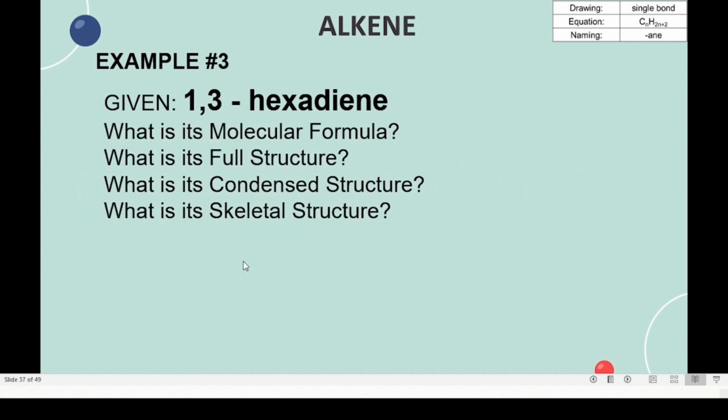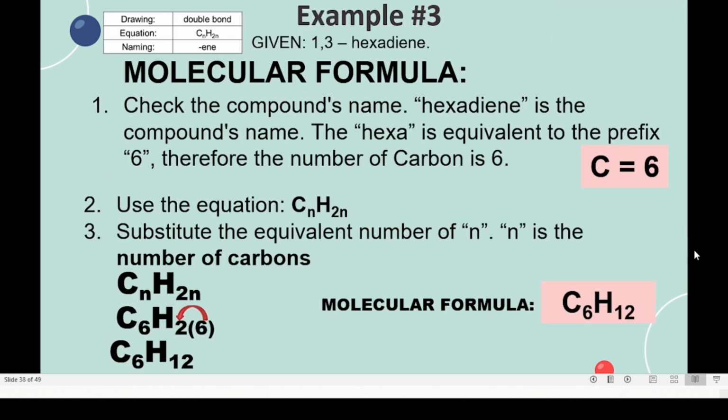Now, find the molecular formula of 1,3-hexadiene and draw the full structure, its condensed structure, and its skeletal structure. So these are the missions. Now, let's proceed to the molecular formula. First thing to do is to get the number of carbons in the compound. Now, check the compound's name. Hexadiene is the compound's name. The hexa is equivalent to the prefix 6. So, therefore, the number of carbons is 6.